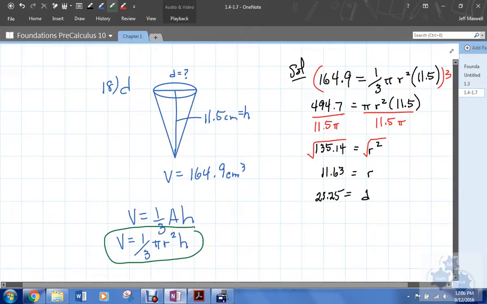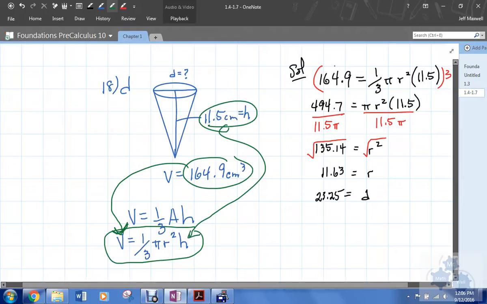So if we start off with the formula right here, what I want to do is input every value that I've given into this formula. So there's volume, and here's the height. Now I'm not given anything else, right? And diameter is not in this formula, but r is. So let's try and isolate r all by itself. The first thing I did was get rid of this 1/3. If I multiply everything by 3, that 1/3 goes away, and then I multiply this by 3 to get this number here.